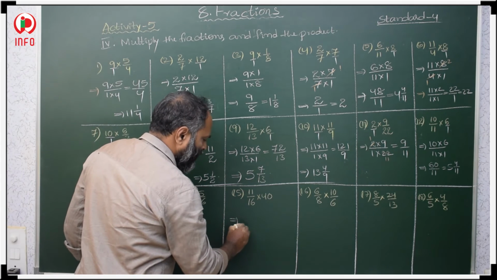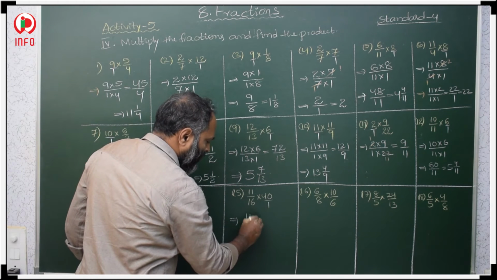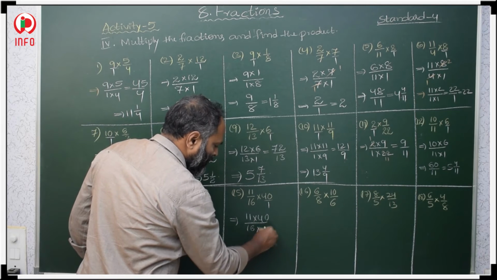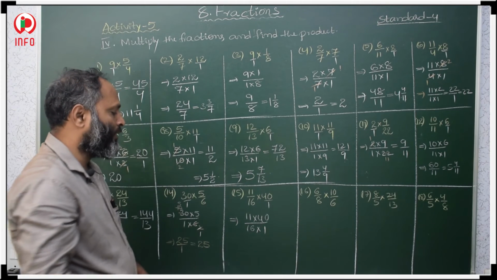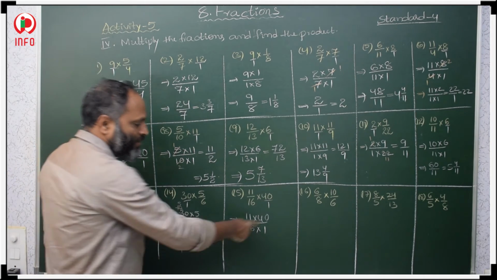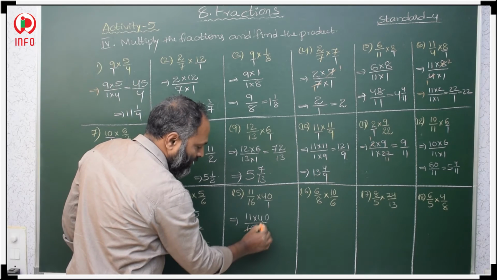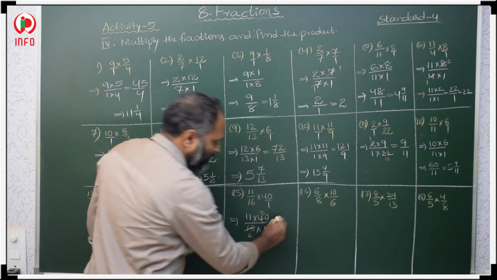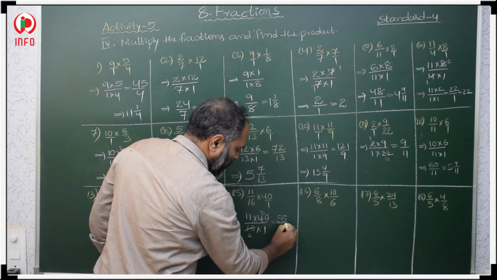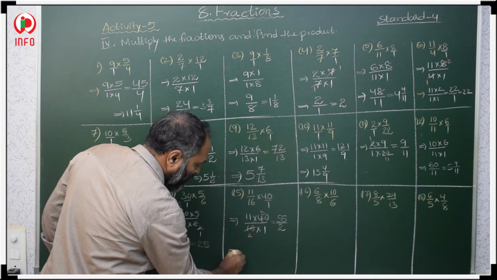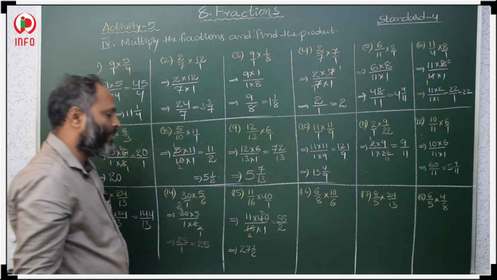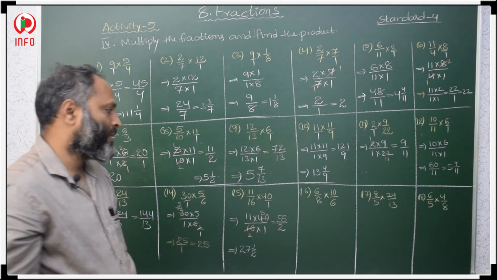Now by 1, 11 into 40 by 16 into 1. These two have common factor 8. 8 2s are 16, 8 5s are 40. That is 11 5s are 55 by 2 1s are 2. 27 1 by 2 in mixed fraction.